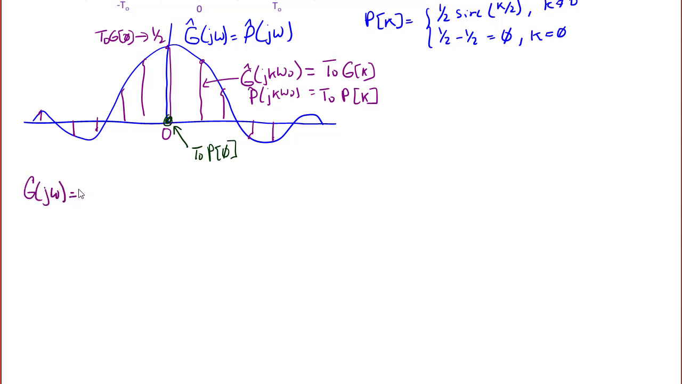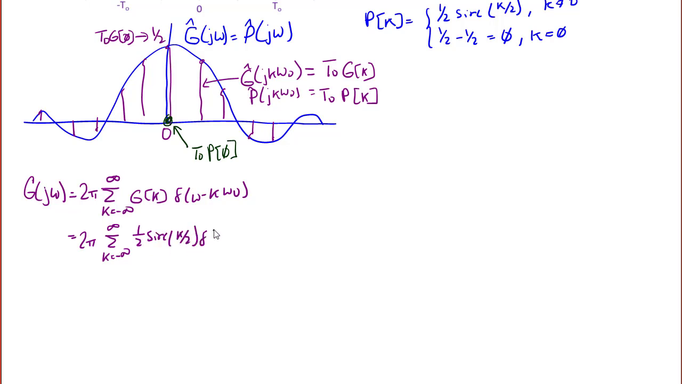So G of j omega is equal to 2 pi times the summation from k equals negative infinity to infinity, G of k, delta of omega minus k omega naught, which equals 2 pi times the summation from k equals negative infinity to infinity, 1/2 sinc of k over 2 delta of omega minus k omega naught, which equals pi, the summation from k equals negative infinity to infinity, sinc of k over 2 delta of omega minus k omega naught.